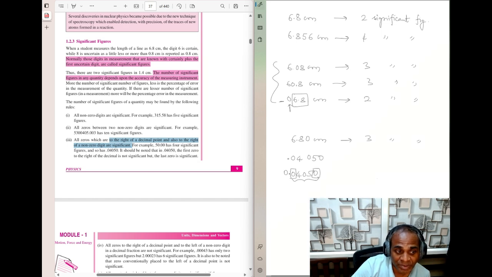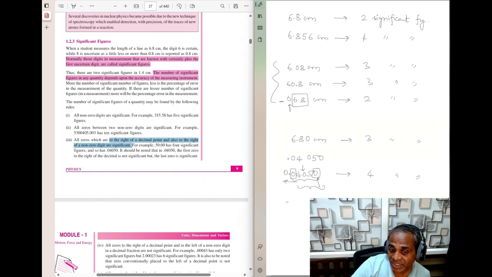Okay, the first 0 to the right of the decimal is not significant because there is no non-zero digit to the left. Whereas this 0, which is to the right of the rightmost non-zero digit, is significant because rule 3 says all zeros to the right of a decimal point and also to the right of a non-zero digit are considered significant. So here, how many significant digits are there? Only 4, starting from 4050. This 0 is of course between two non-zero digits, so definitely it is significant. So here it is 4 significant digits.